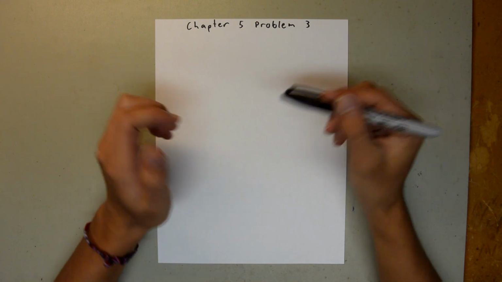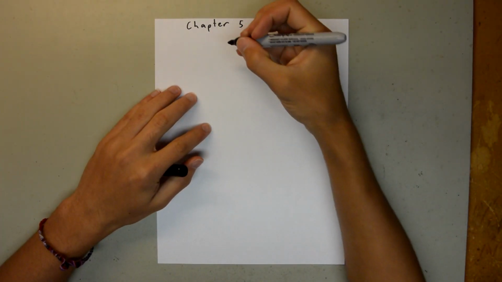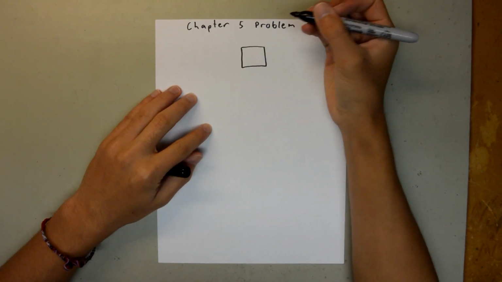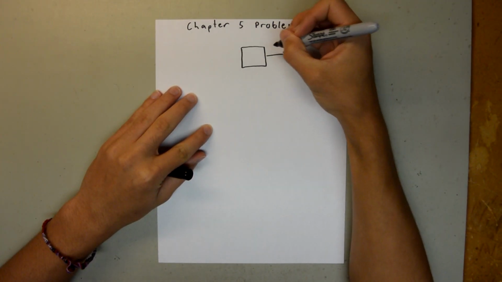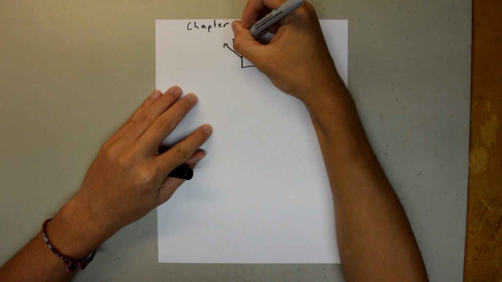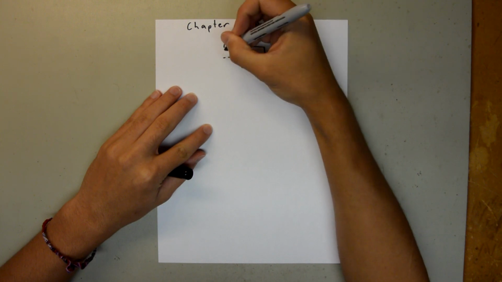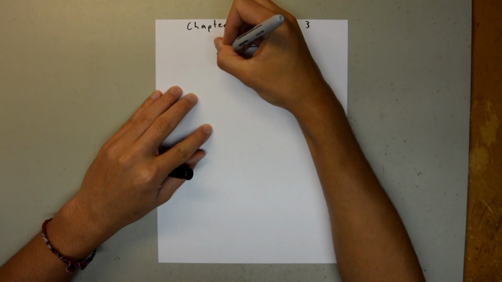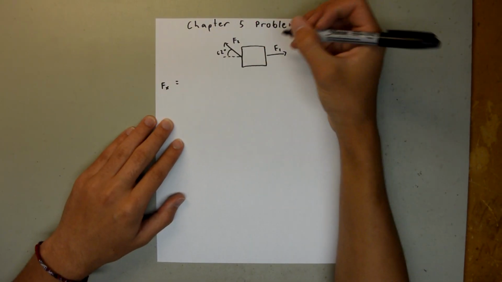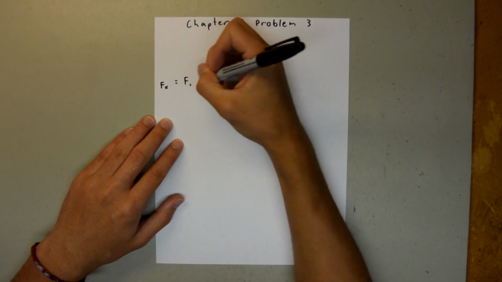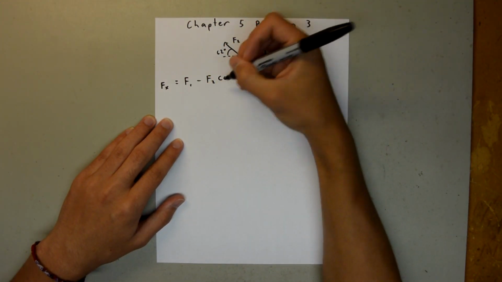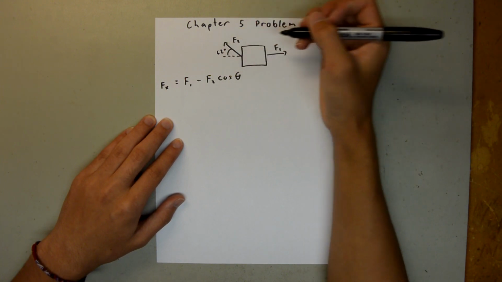So the first thing I want to do is draw a little picture. So say this is our body, just like a block, and we have one force this way and our second force is this way, and this right here is 62 degrees. So the force in the x direction is going to be equal to this first force minus force 2 cosine theta. This is just the x component of the second force.